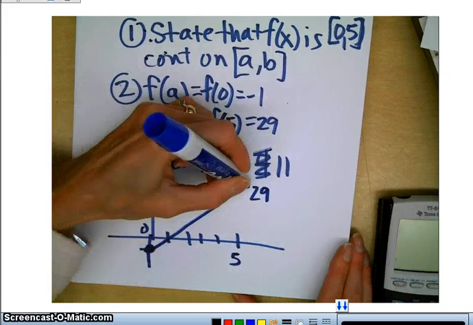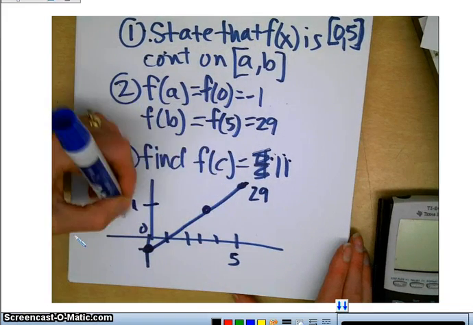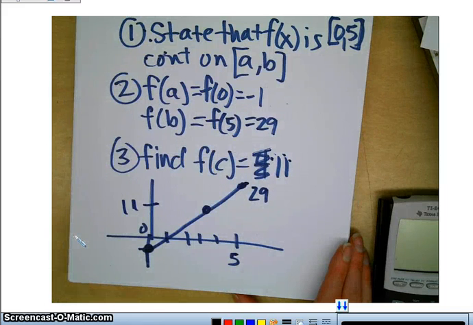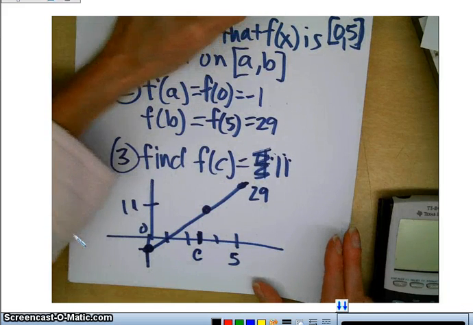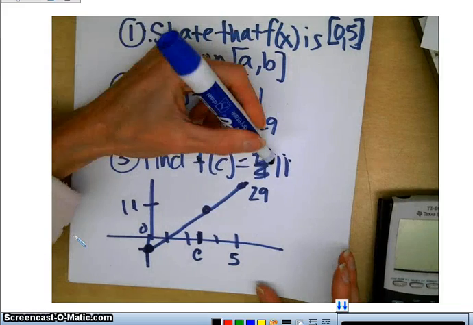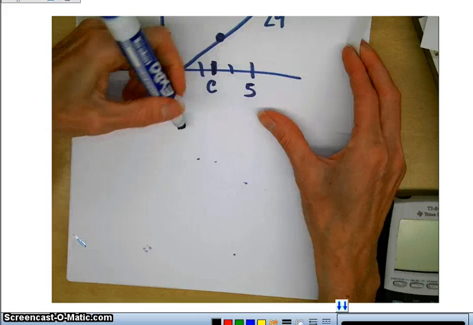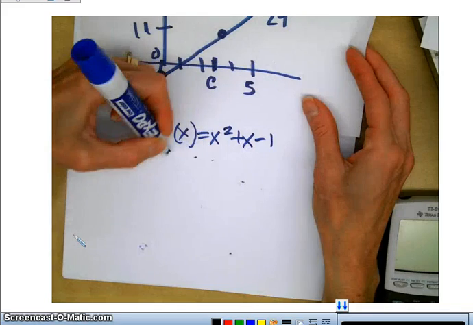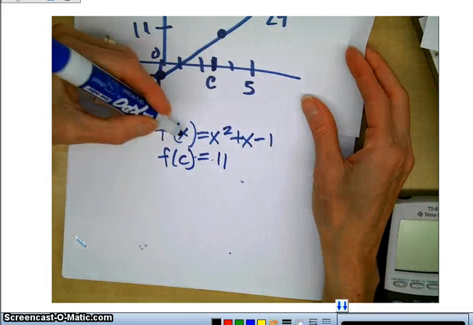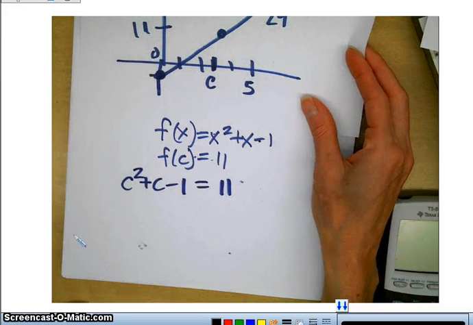Somewhere in between here and here, didn't the y value have to be 11? Didn't the y value have to be 11 somewhere to go from -1 to 29? Yeah. I want to find out what x value that happened at. So the way that I do that is I set my function, f of x, equal to 11. But what am I going to replace the x with? c. So I start with f of x, and I want to find where f of c equals 11. So I'm going to change all of these to c's, set it equal to 11, and now I'm going to solve it.